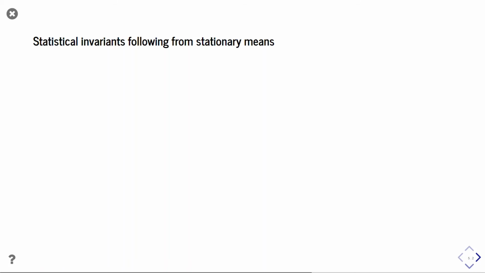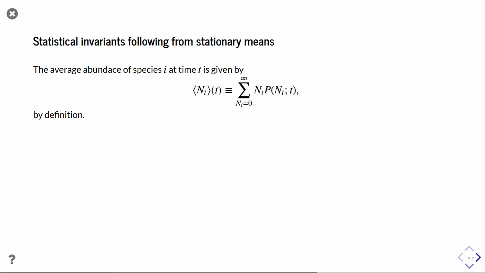I'll now discuss statistical invariants that follow from stationary means. The average abundance of species i at time t is given by the expression shown here, where the angle brackets denote ensemble averages, and the right-hand side is just the definition of an average given a probability distribution P of n. Time dependence comes from the fact that I've written the time-dependent probability distribution in the sum. If, on the other hand, I had written the stationary distribution, which is time-independent, then, of course, the average would in turn be time-independent as well.